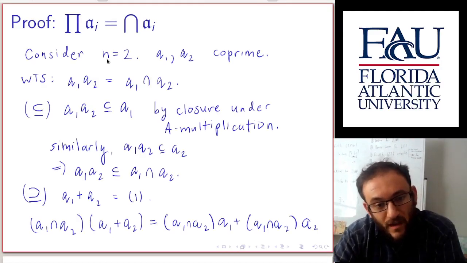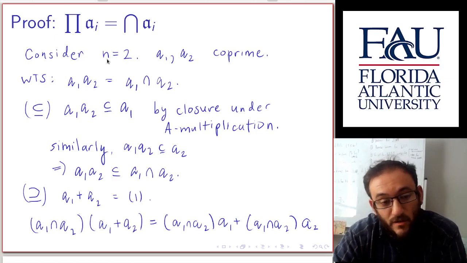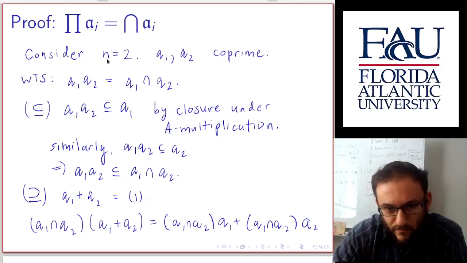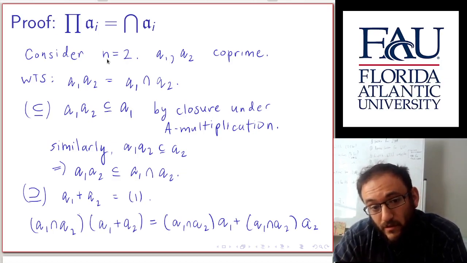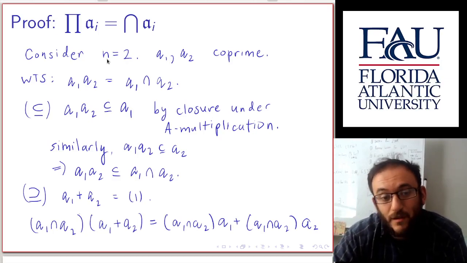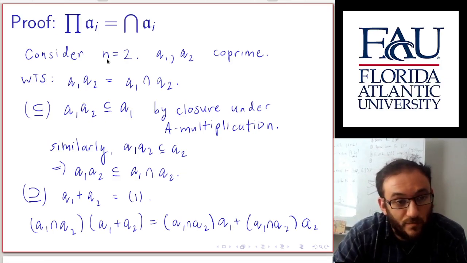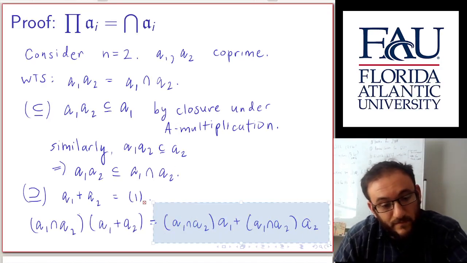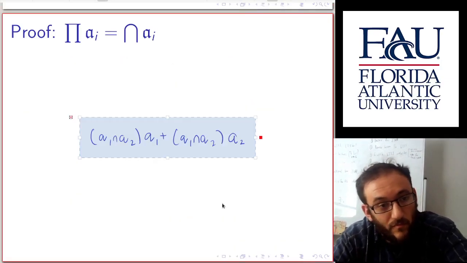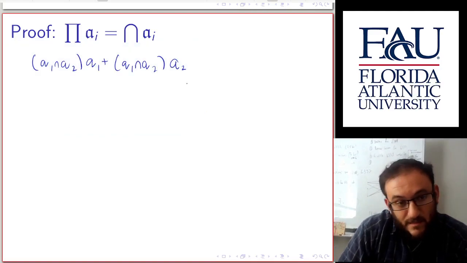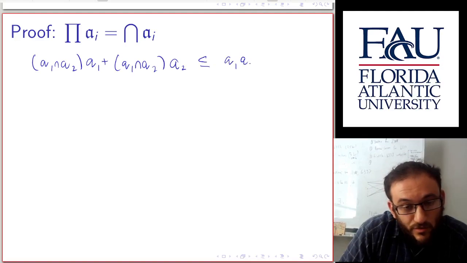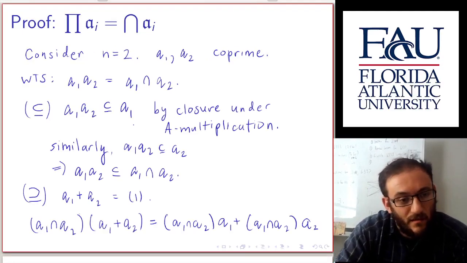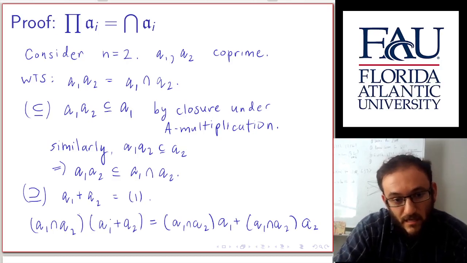Okay, so now we have this sum of ideals, and we'll notice in the first summand, a1 intersect a2 is contained in a2, so the product is contained in a1a2. Similarly, in the second term, a1 intersect a2 is contained in a1, so that product is contained in a1a2. So this is contained in a1a2. But what we started with is a1 plus a2 is equal to 1. So this implies that a1 intersect a2 itself is contained in a1a2.